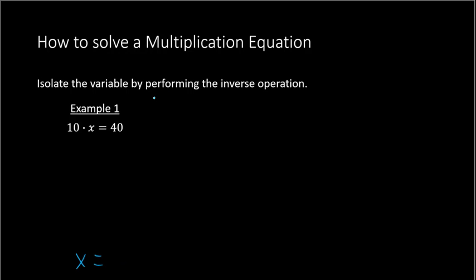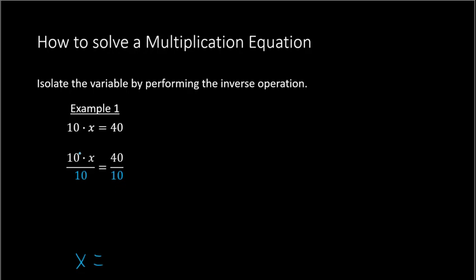And to do that, we perform the inverse operation. The inverse of multiplying would be dividing. So to get rid of the 10, to get x by itself, the 10 is being multiplied. So to get rid of the multiplication of the 10, we do the inverse, which is divide both sides by 10. We must divide both sides, not just the one, because we must keep the equation balanced. What you do to one side of the equation, you must also do to the other side.